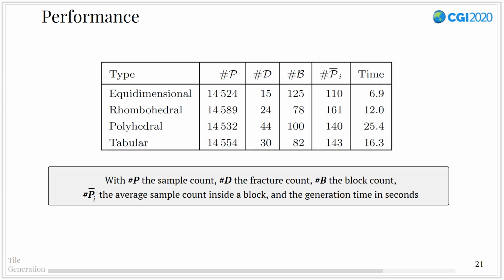Here is a short performance table for the tile generation process. This step is mostly dependent on the amount of fracture D, as a highly fractured tile will require more intersection tests between the edges of the graph and the disks. However, we did not spend time on optimization, as this step only has to be done once in pre-processing.